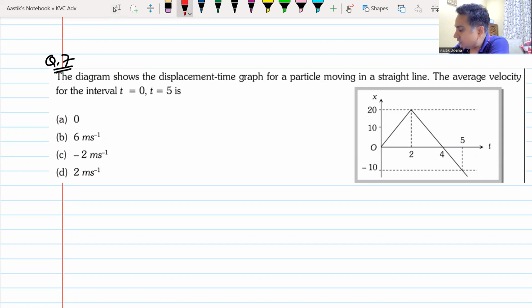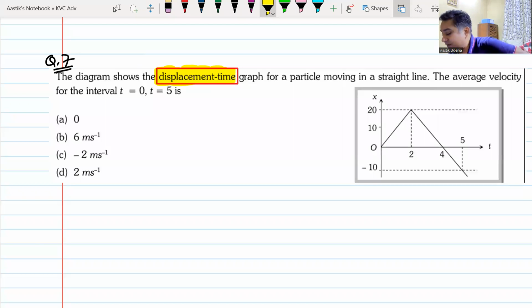Remember, they have used this term displacement time graph. It could be a displacement time graph. Rather than being a displacement time graph, it could also be a position time graph. Previously, they used to use displacement time graph, but the correct thing is position time graph. How do I get the average velocity?